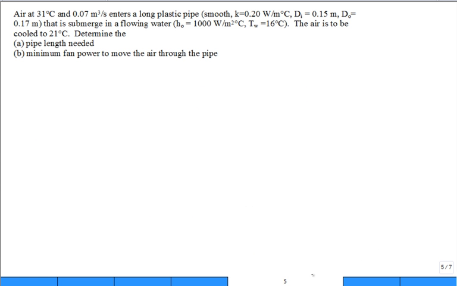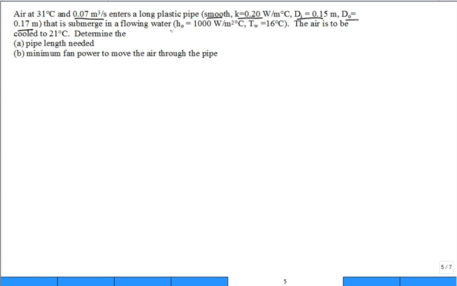All right, so let's take a look at this problem as well. We have air at 31 degrees C and a given volumetric flow rate entering a long plastic pipe that's smooth, that has a thermal conductivity of the plastic, and an inner diameter and an outer diameter.